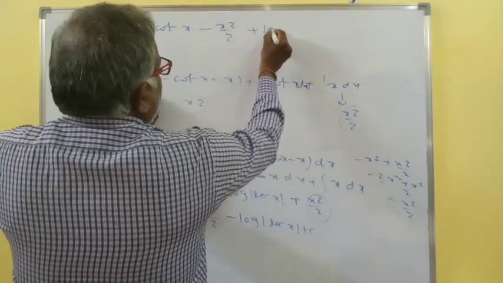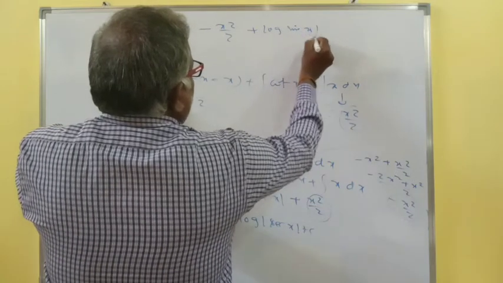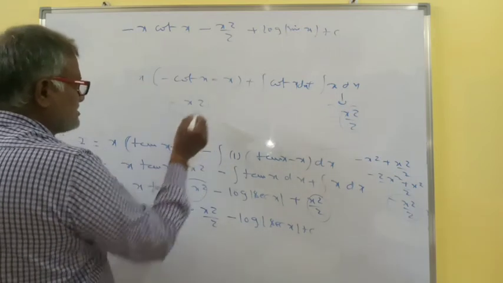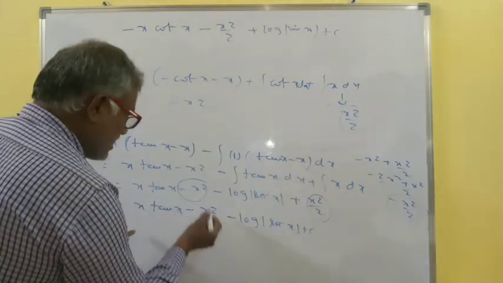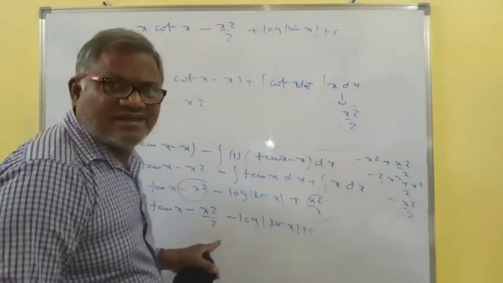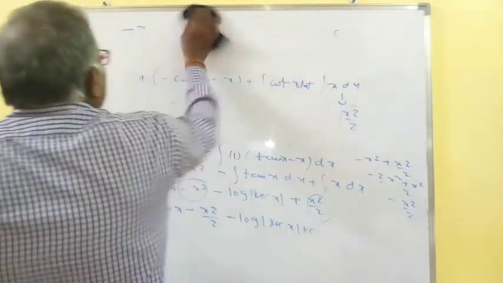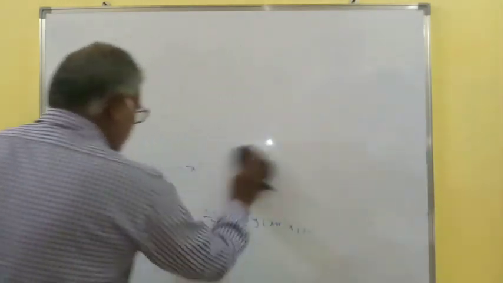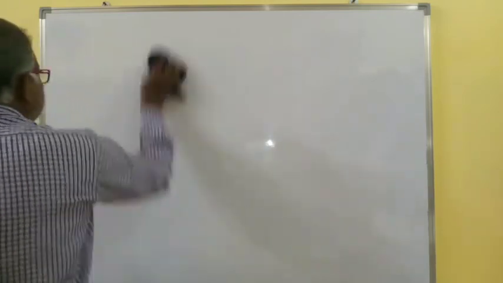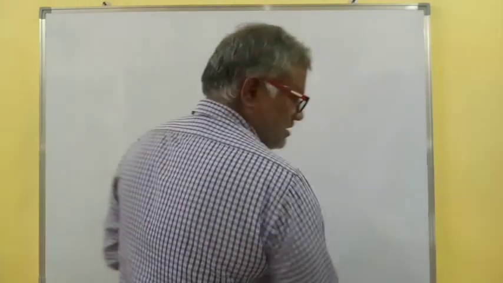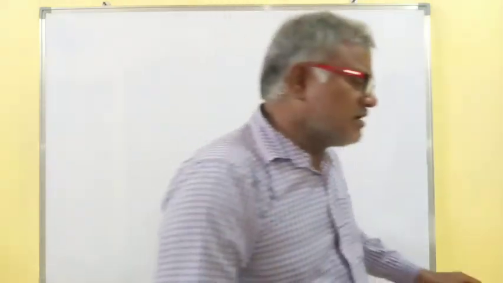Here log of sin x. In the previous one, simplification is required: x into minus x square by 2. So minus x square and x square by 2 gives us minus x square by 2. So these are the two different problems. In examination, it may appear. Any problem may be given, so we are ready to solve the given one.